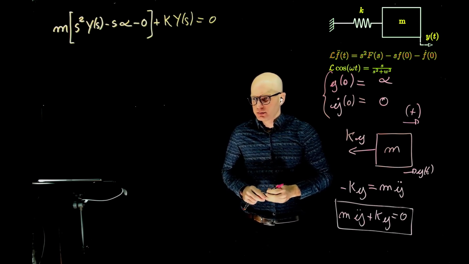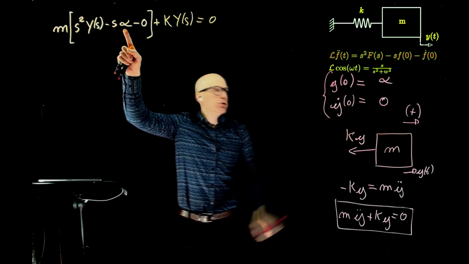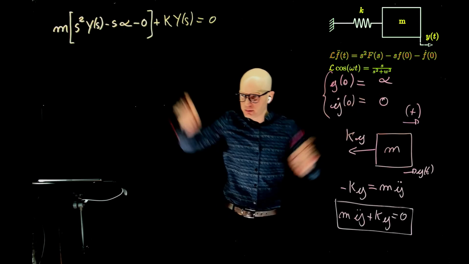Any questions? So what is this again? This is s y zero. Y zero is alpha.